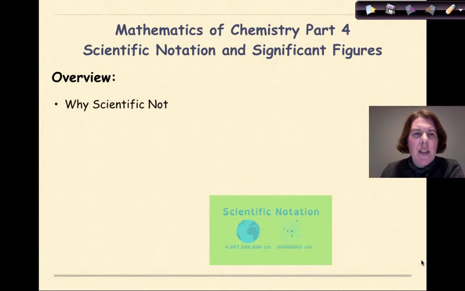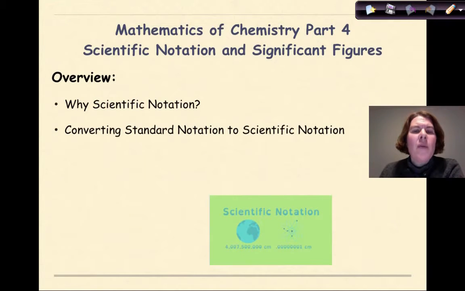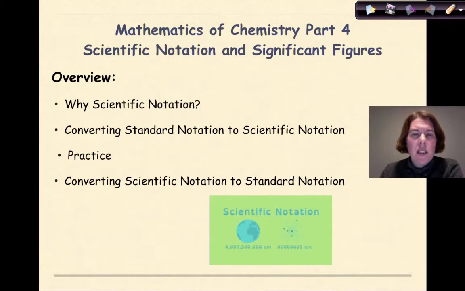Specifically, we're going to be asking ourselves the question, why scientific notation? Why do we need scientific notation in chemistry? Converting standard notation into scientific notation, a little bit of practice, converting scientific notation into standard notation, and then ending with a little practice after that.